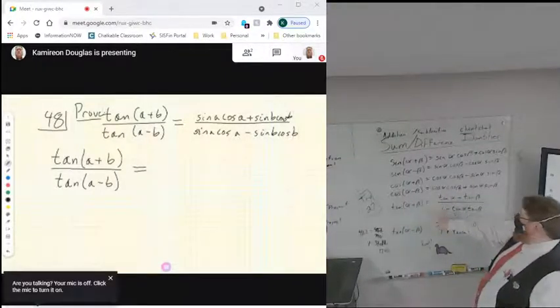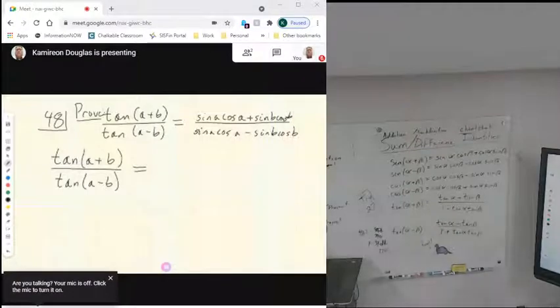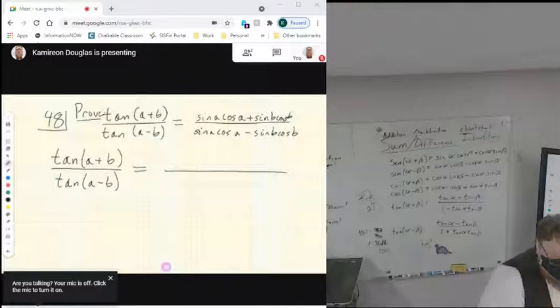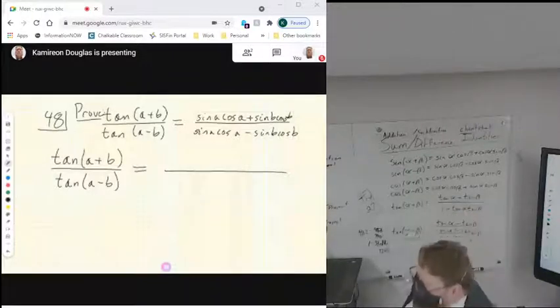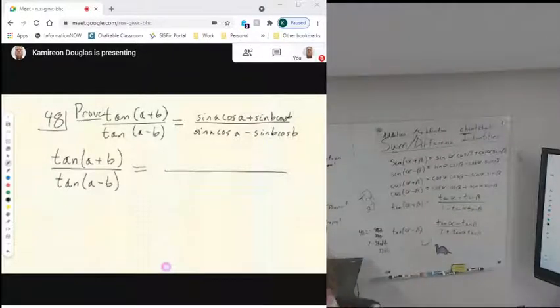Tangent of A plus B is equal to, it says. That's going to make this turn into a real big nasty fraction, but at least I know what I can do. If I choose the right-hand side, it looks nicer so far, but I have nothing to do.